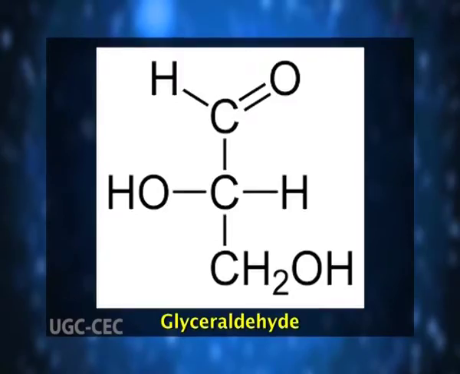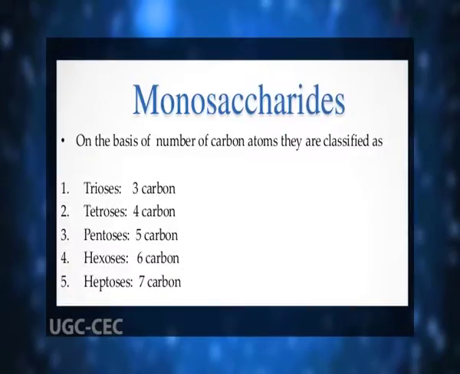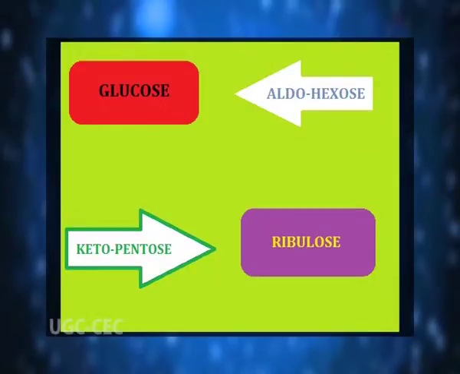The smallest monosaccharides, those with 3 carbon atoms, are trioses like glyceraldehyde, which is an aldotriose, and dihydroxyacetone, which is a ketotriose. Those with 4, 5, 6, 7, etc. carbon atoms are respectively named as tetroses, pentoses, hexoses, heptoses, etc. These terms may be combined so that, for example, glucose is an aldohexose, whereas ribulose is a ketopentose.